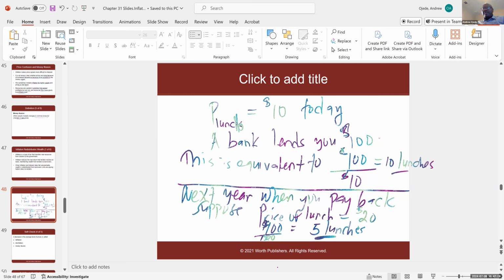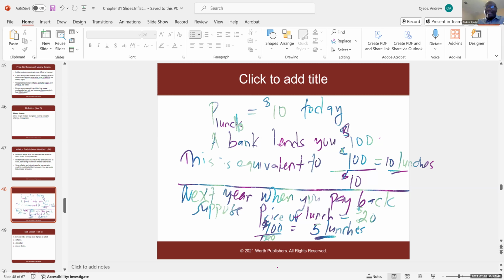Is that fair to the bank? Of course it's not. The bank gave you something that could buy you 10 lunches this year. When you're paying back, because inflation rose unexpectedly, which the bank wasn't even expecting, the price went up to $20. That's inflation going up like 100%. Now the $100 you would be paying back the bank can only buy 5 lunches. The bank gave you something that could buy 10 lunches. Now you're paying them back something that buys only 5 lunches. So that is inflation redistributing wealth from lenders to borrowers.